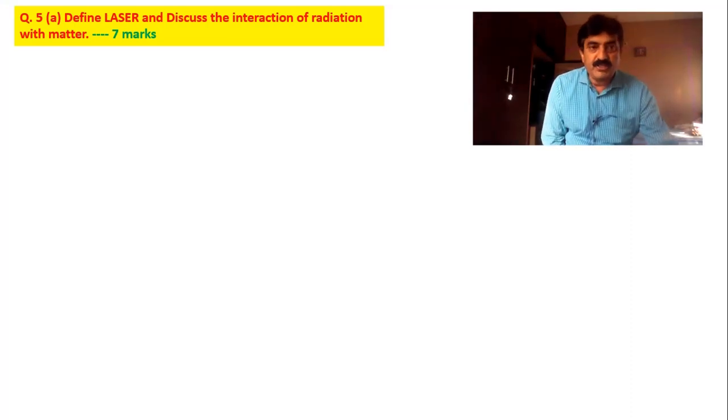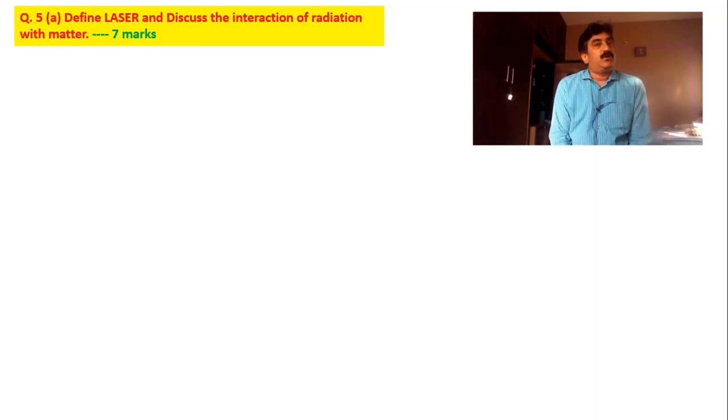So this is the continuation of my sample question paper discussion. I have already uploaded 2 videos on selected questions for electronics and electrical engineering stream branch, applied physics for electrical, electronics and allied branches. So here is the question from module 3. Module 3 is about lasers and optical fibers. Question number 5 goes like this: define laser and discuss the interaction of radiation with matter.